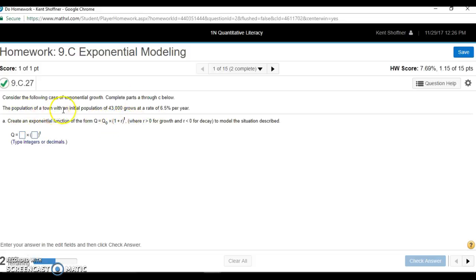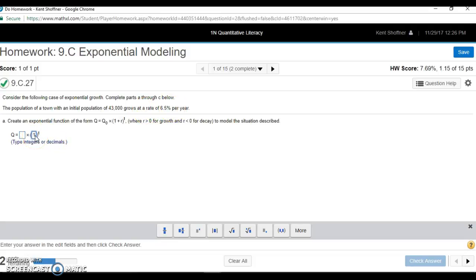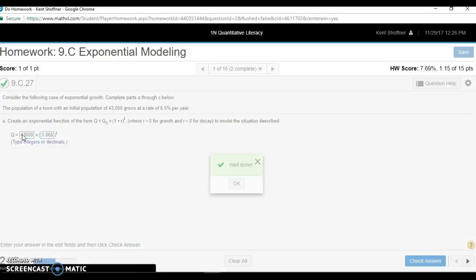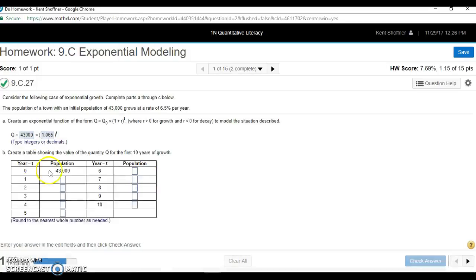So in our problem, it says the population of a town with an initial population of 43,000 grows. So this is a growth, so I'm going to add 1 to this as a decimal. So it'll be 1 plus, move this 2 places to the left, 0.065. So it's 1.065 for the parentheses. Then the initial amount goes first, so 43,000 will go first. And we have our model for this problem, an exponential model: the initial amount times 1 plus the rate, 0.065, which gives you 1.065 raised to the t power.